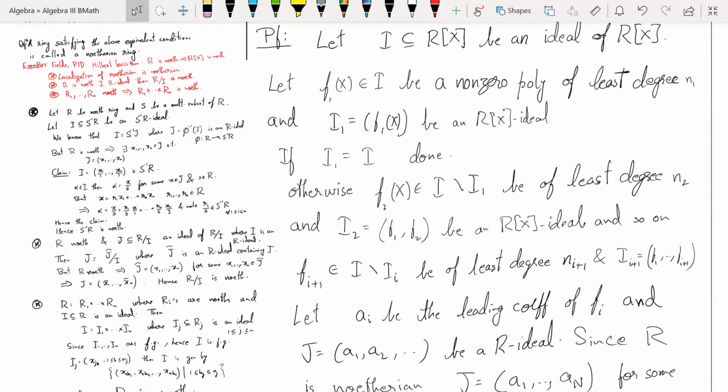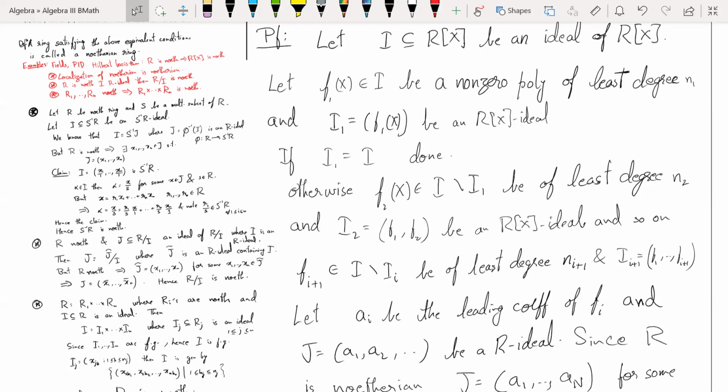You take f(i+1) in I minus I sub i of least degree, and that degree we call n(i+1), and then we cook up this new ideal I sub (i+1), which is generated by f1 to f(i+1). Yeah, so we want to show that this stops. So we'll have to find some capital N. If this doesn't stop, then we would have constructed an infinite sequence of fi's. But we will show that this indeed stops.